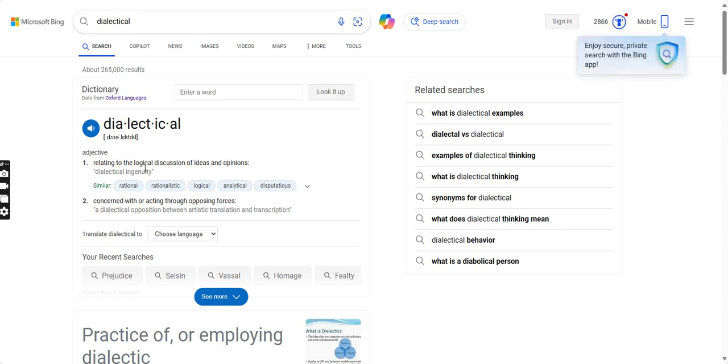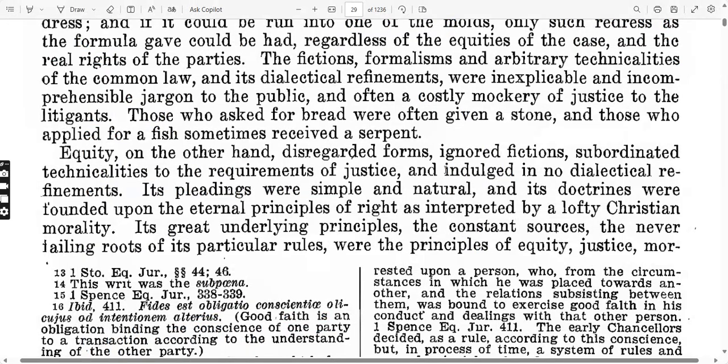Let me look this up. What the hell is this word? Relating to the logical discussion of ideas and opinions concerned with or acting through opposing forces. Dialectical. Okay, that makes sense. I don't know why I was saying dialectical.